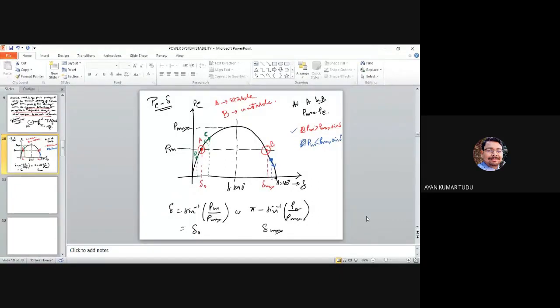Actually, that is the P versus delta curve. We'll be talking about the equal area criterion of stability. If possible, we should be able to finish it by today.